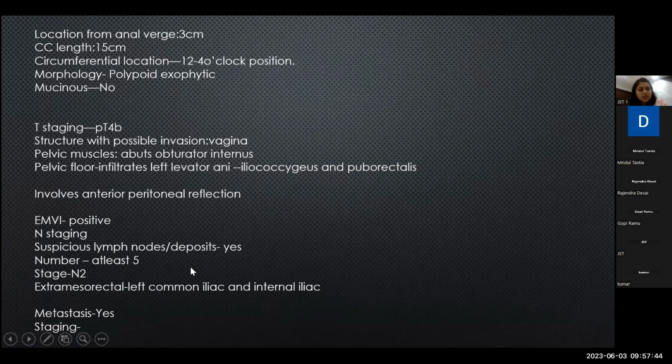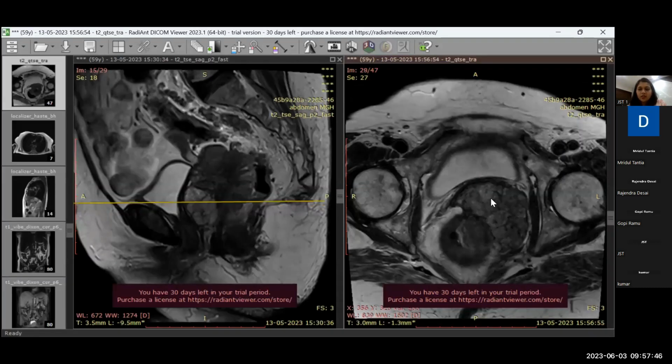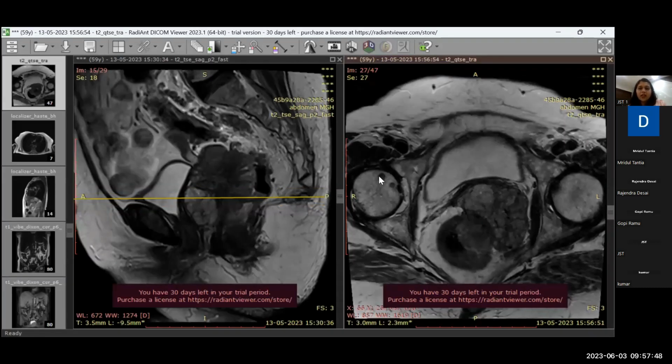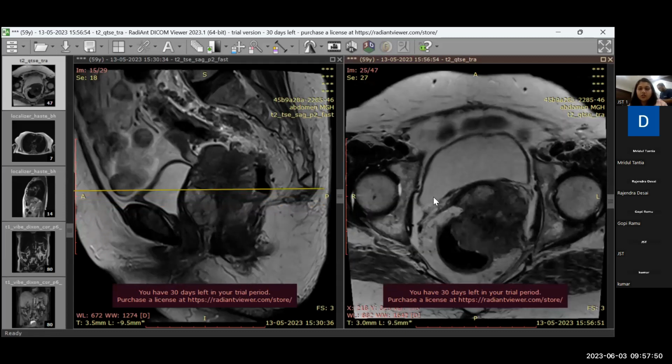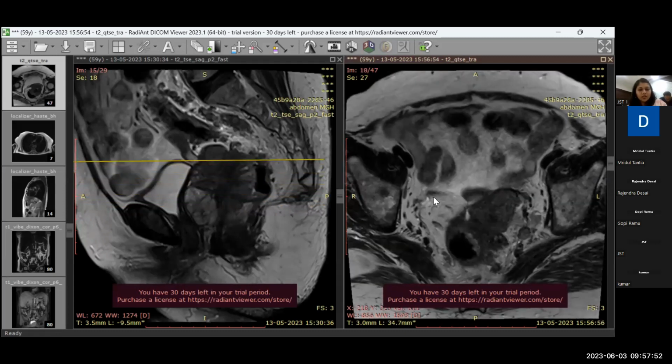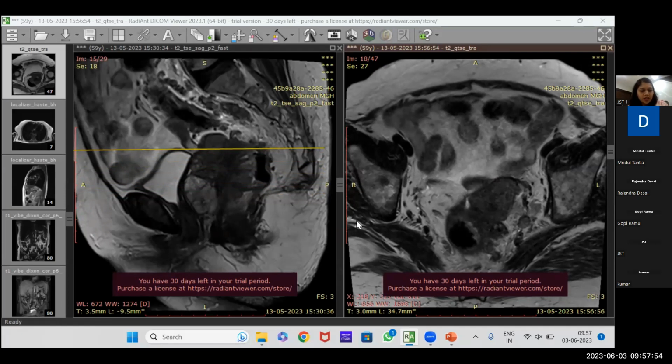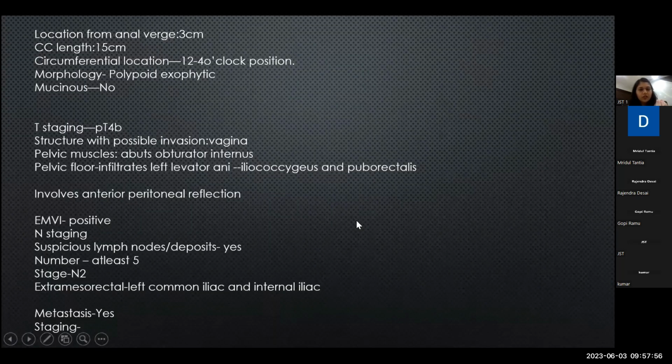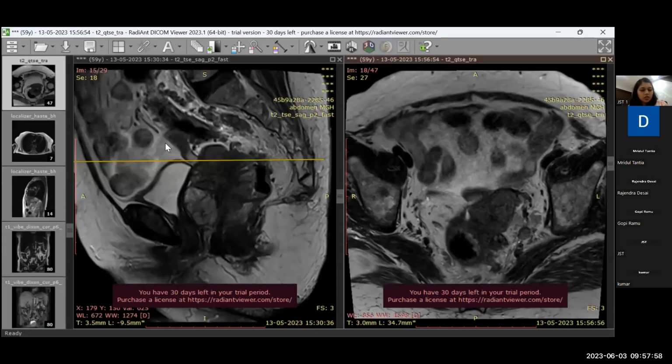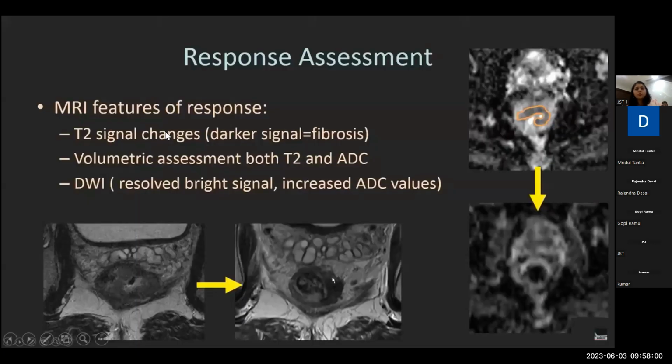Even metastases are seen in the bones. In the bones, we can see multiple hypointense round metastatic lesions. So it's a complete metastatic picture. Lastly, I would like to continue with my slides for the response assessment.